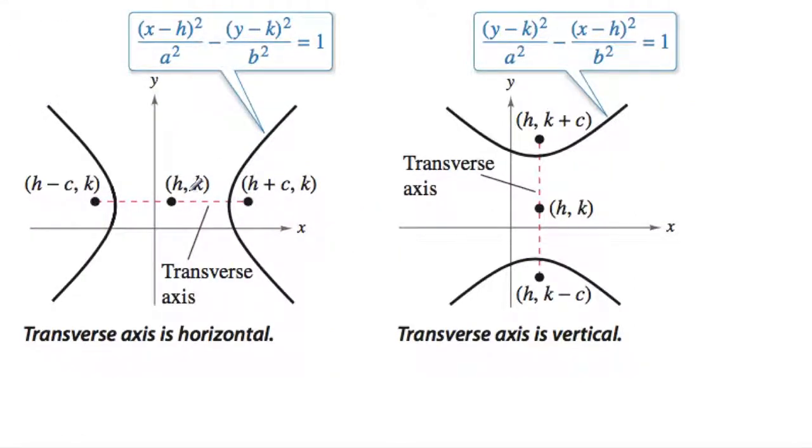Okay, so here we go. We have the center at h comma k, so that means that when we have this horizontal transverse axis, the foci are going to be at h plus c comma k and h minus c comma k. And here, because we're adding that c value onto the y value, it's going to be k plus c.